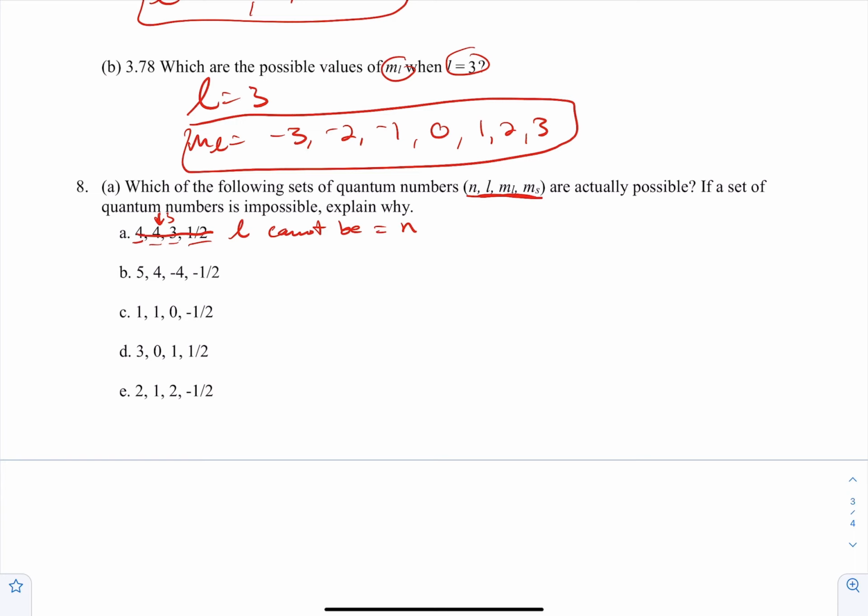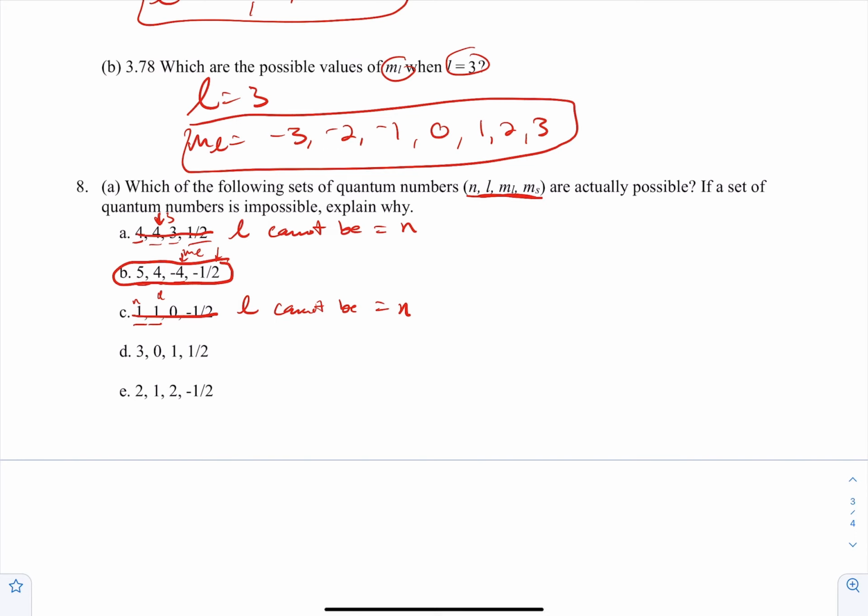Letter B: n is equal to 5, and L is equal to 4. That should work. And m sub L is negative 4. It's equal to negative L to L, and that's negative 4, so that totally works. And then negative 1/2, that's totally valid. So I'm going to circle this. That's totally good. For C, we have the same problem: L is equal to n in this case, so I'm just going to cross it out and say L cannot be equal to n.